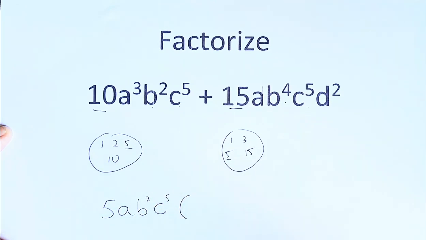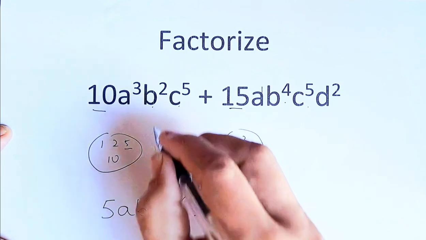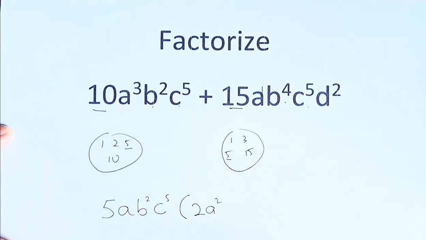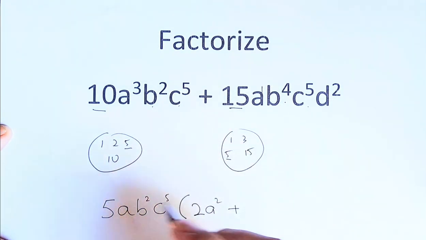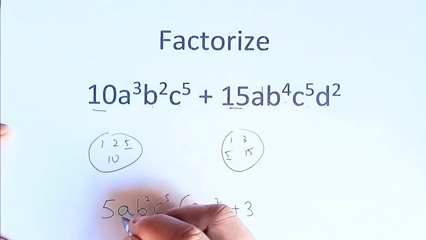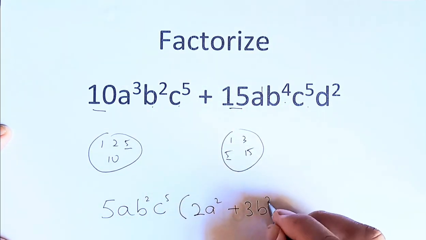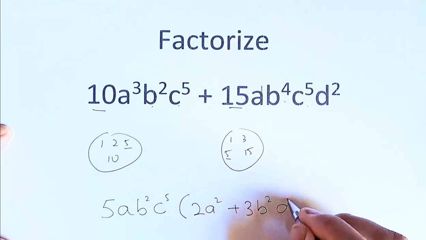Once we put a bracket, we are going to divide. 10 divided by 5 is going to be 2. A cubed divided by a is going to be a squared. B squared divided by b squared becomes 1. C to the 5 divided by c to the 5 is going to be 1. For the second expression, 15 divided by 5 is going to be 3. A divided by a is going to be 1. B to the 4 divided by b squared is b squared. C to the 5 divided by c to the 5 will be 1. D squared, there's nothing to divide, so you keep the d squared.